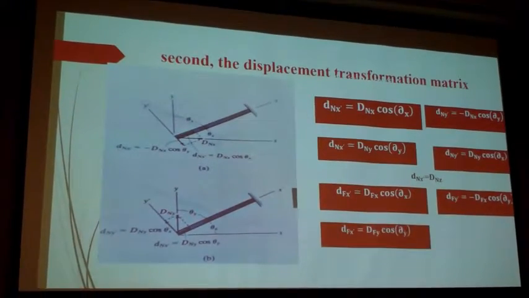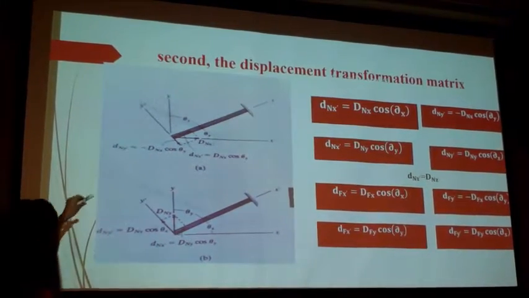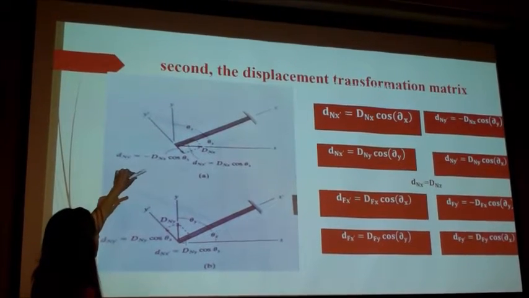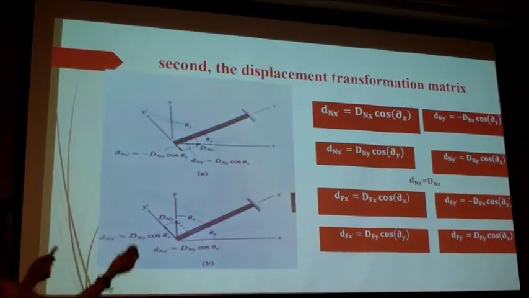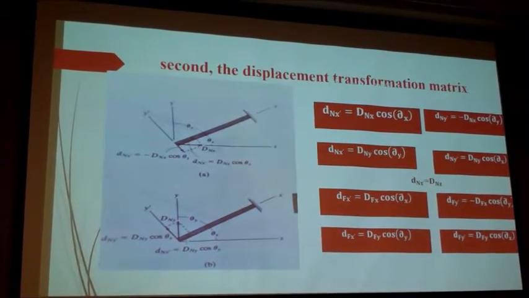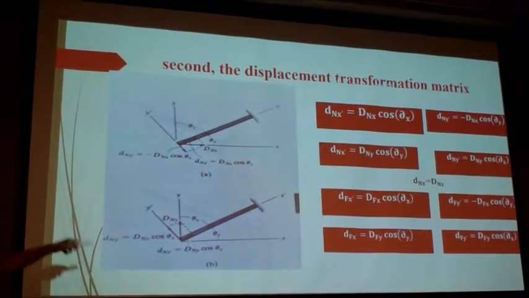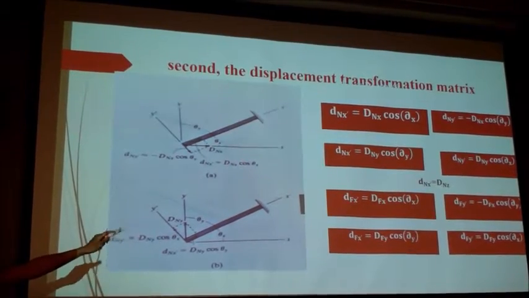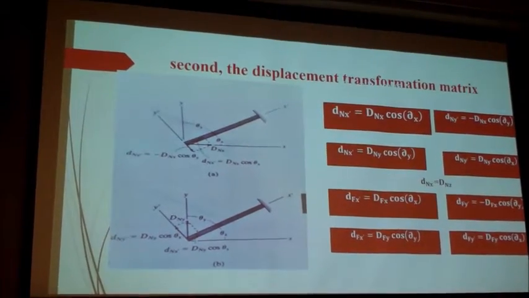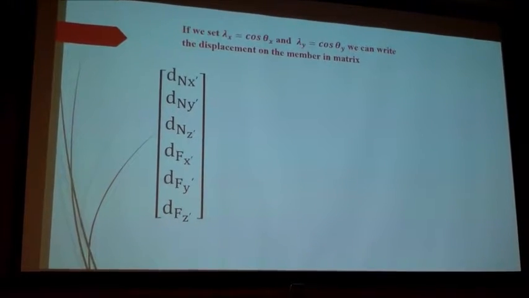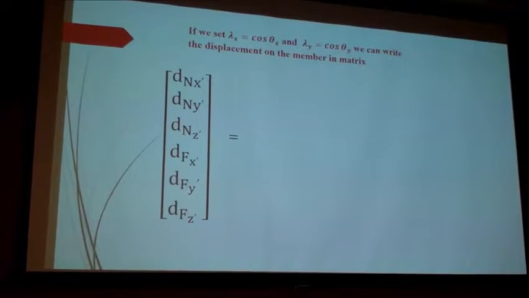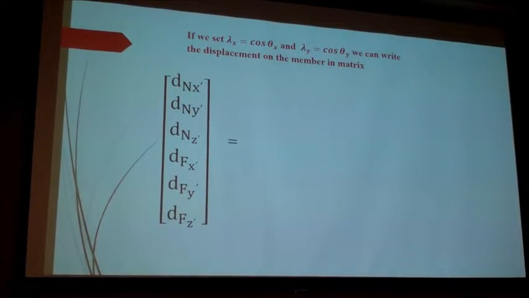So if we have the displacement parallel to the local x-axis, we can break it into components and find the equation for the first picture, and then the second equation for the second picture. And then write it in terms of the transpose. And what's lambda? Lambda, I defined it as cosine theta x and cosine theta y.